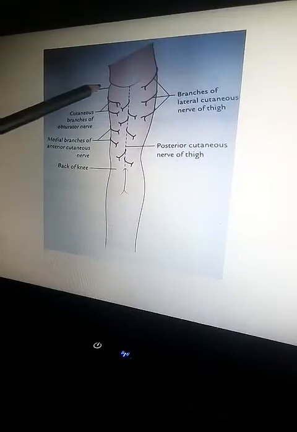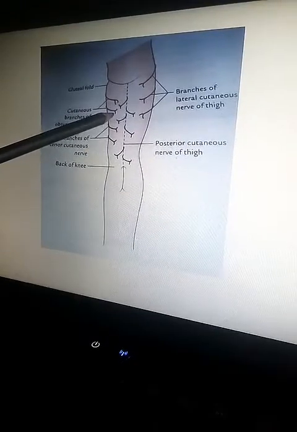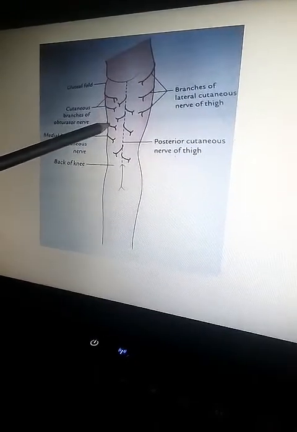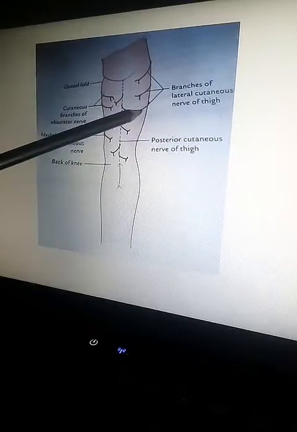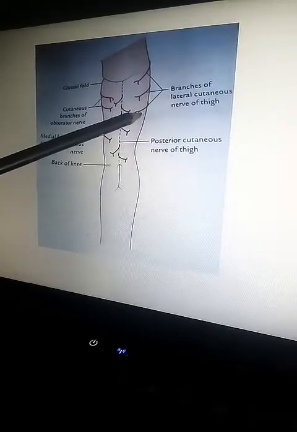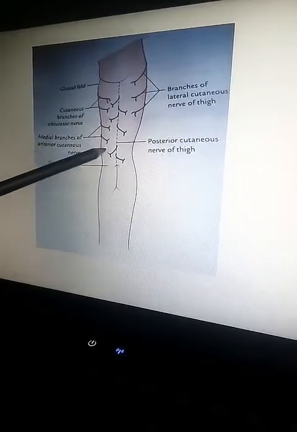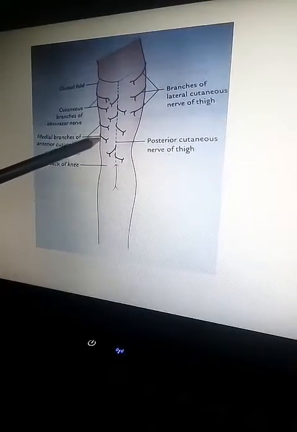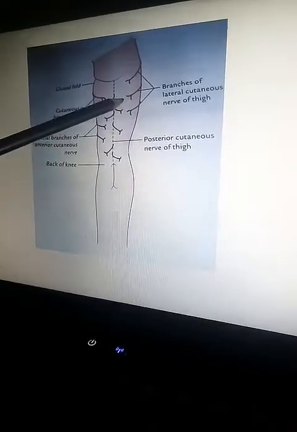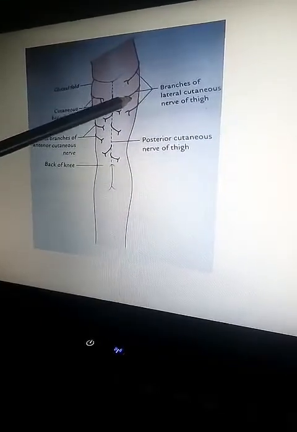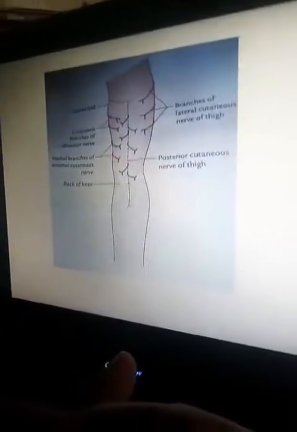Another is the cutaneous branches of the obturator nerve, which supply the medial part of the back of the thigh in the upper part. Now there are medial branches of the anterior cutaneous nerve of the thigh, which supply the medial part of the back of the thigh in the lower part. The lateral cutaneous nerve of the thigh sends twigs to the posterior aspect of the thigh in the upper part. So these were the cutaneous innervations of the back of the thigh.